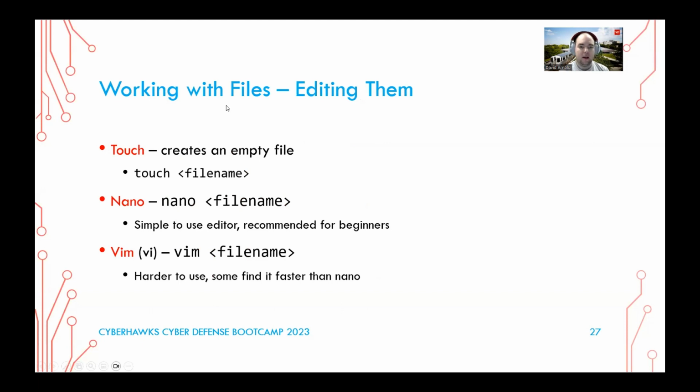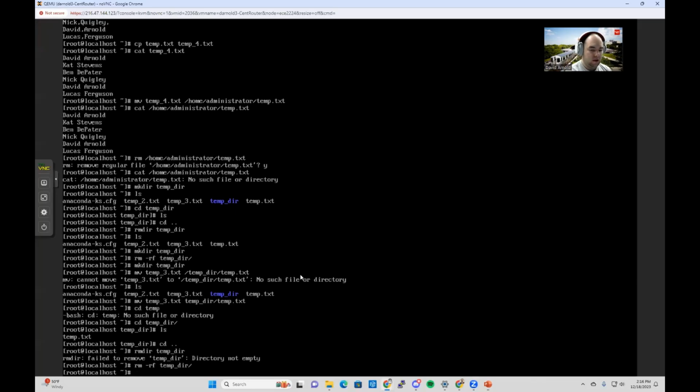We can also edit and modify files with a few commands. We can use the touch command. Touch just creates an empty file. So if I do touch empty.txt and I open up empty.txt, it's empty. There's nothing in there. So that's what touch will do for you. That's a good command sometimes when you just need to quickly do stuff.